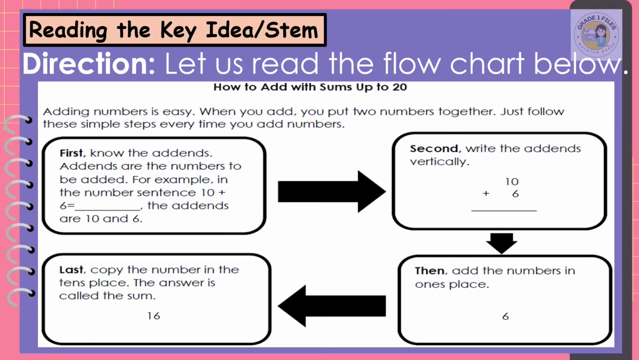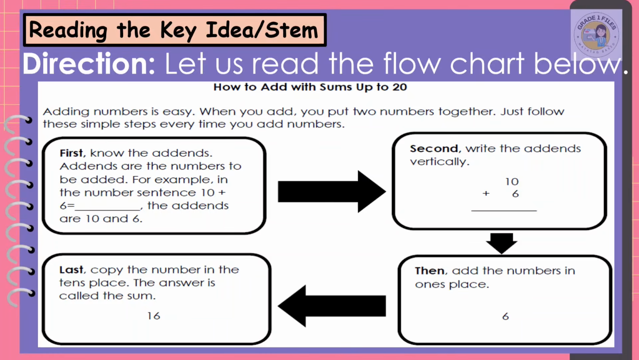Now let us read the flowchart below. How to add with sums up to 20. Adding numbers is easy. When you add, you put 2 numbers together. Just follow this simple step every time you add numbers. First, know the addends. Addends are the numbers to be added. For example, in the number sentence, 10 plus 6 is equal to blank. The addends are 10 and 6.